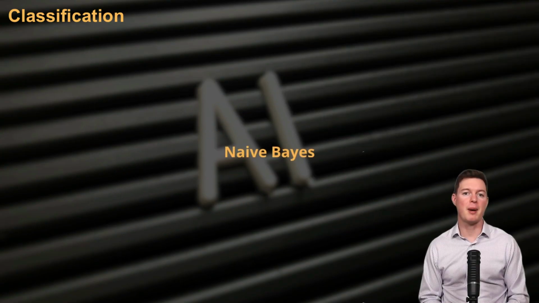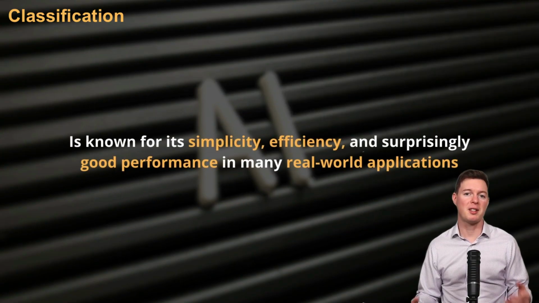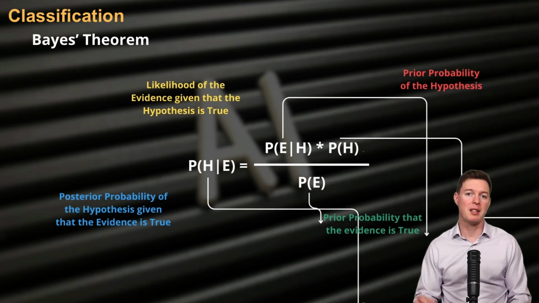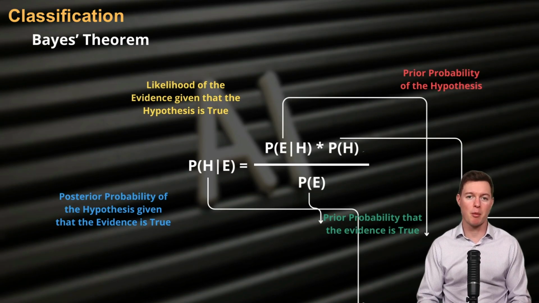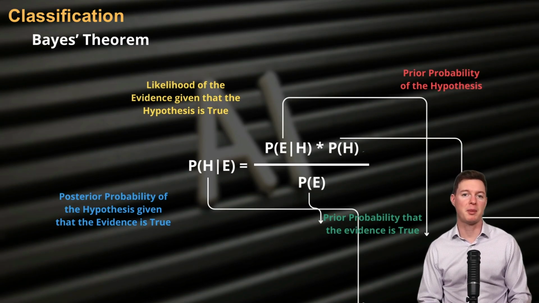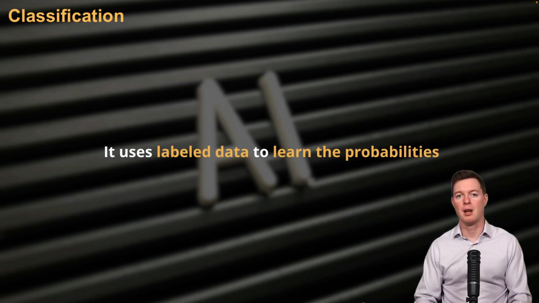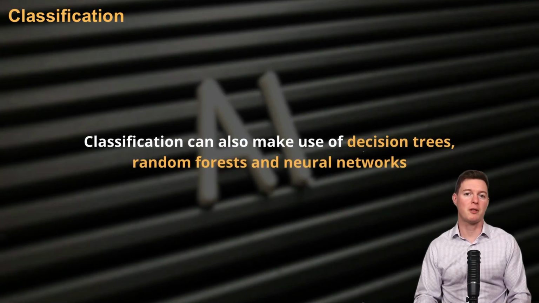Another is naive Bayes. Known for its simplicity, efficiency, and surprisingly good performance in many real-world applications, naive Bayes applies Bayes' theorem to calculate the probability of something belonging to a specific class, allowing you to calculate the probability of something being true or false. It uses label data to learn the probabilities. Classification can also make use of decision trees, random forests, and neural networks.